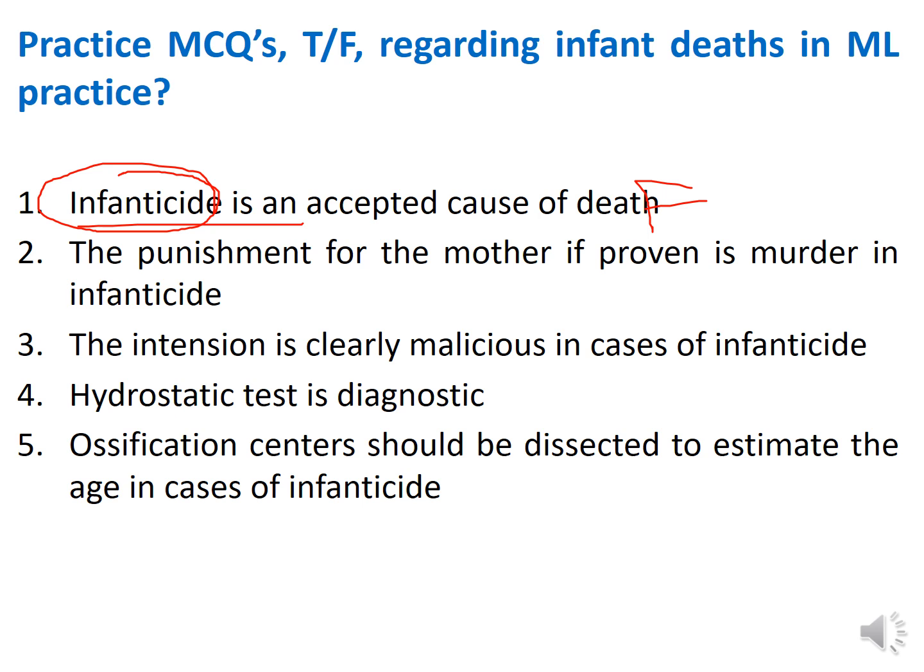The punishment for the mother, if proven, is murder in infanticide. It is incorrect. The reason is it is not murder because the intention is not there. Mother kills the baby because of the disturbed mindset with the pregnancy and lactation. So as a result, mother gets a lesser punishment. That means culpable homicide, not amounting to murder, not the murder.